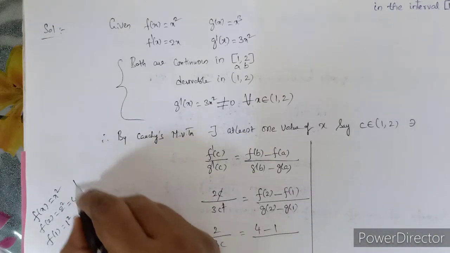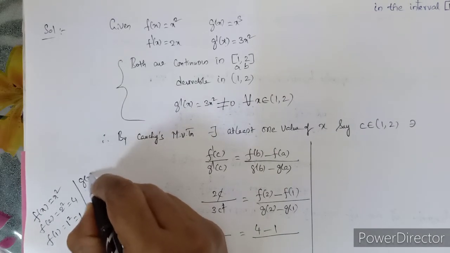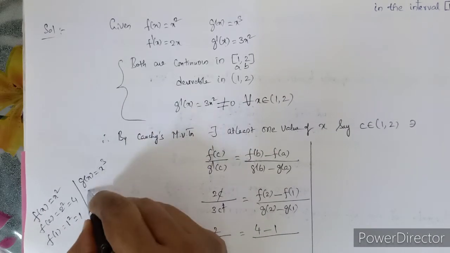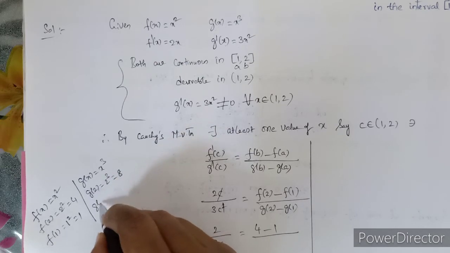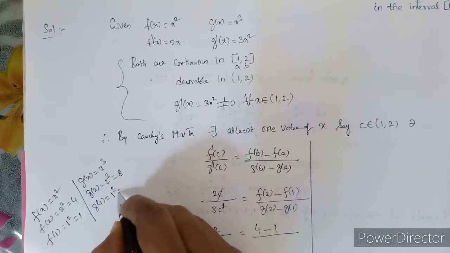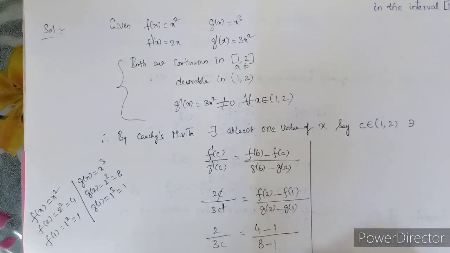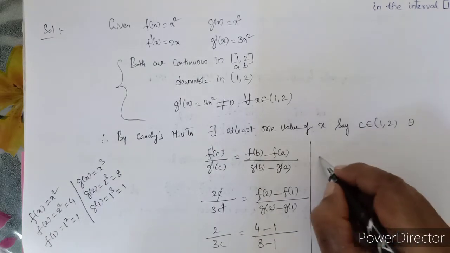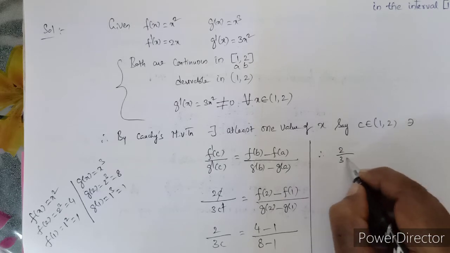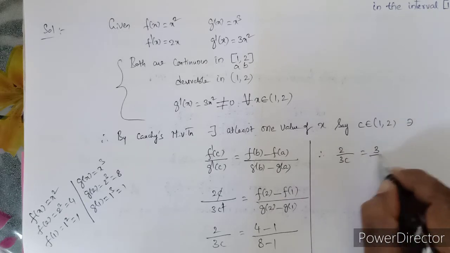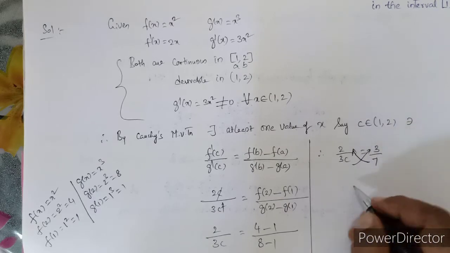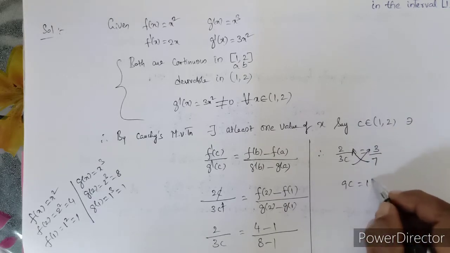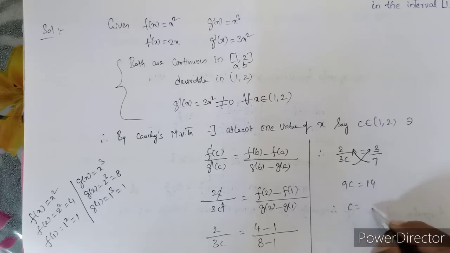So we have to find out those two values also. G of x is x cube. G of 2 is 2 cube, that is 8. G of 1 is 1 cube, 1. This is 8 minus 1. So therefore, 2 by 3c is equal to 3 by 7. On cross multiplying, 9c is equal to 14. Therefore, c is equal to 14 by 9.